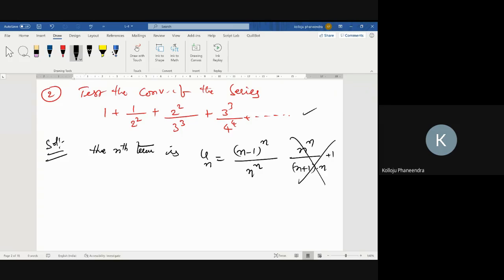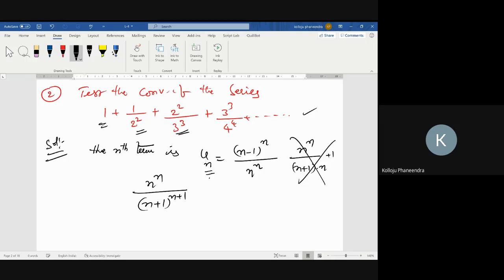If I put n equal to 1, you have to get the first term. If I put n equal to 2, you have to get the second term. N equal to 3, you have to get the third term. That is the idea. So what is the nth term? N power n by n plus 1 whole power n plus 1.